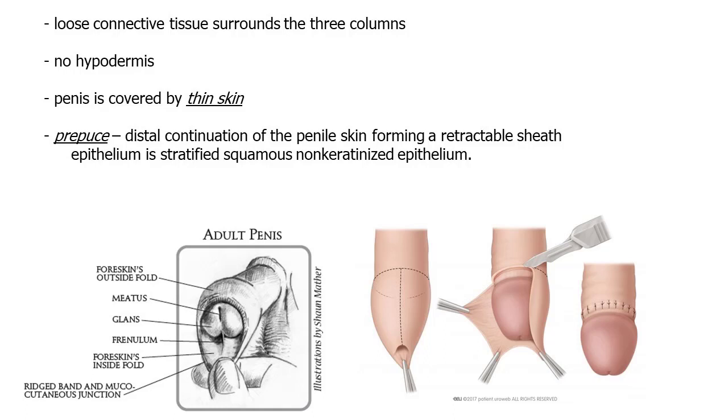Now, as far as the prepuce, the foreskin, it's going to be consistent with the skin that covers the whole penis. There's loose connective tissue around the columns, no hypodermis. The skin is thin skin. And you can see in this particular picture how it's like a hood that comes over the glans of the penis. And there's even a frenulum that is in this bottom part that connects to the glans and the underside of the shaft. And it's this, the prepuce or the foreskin, that is removed in circumcision.